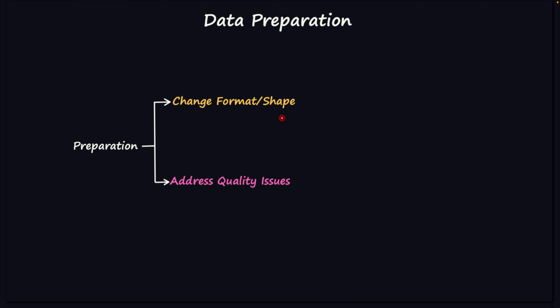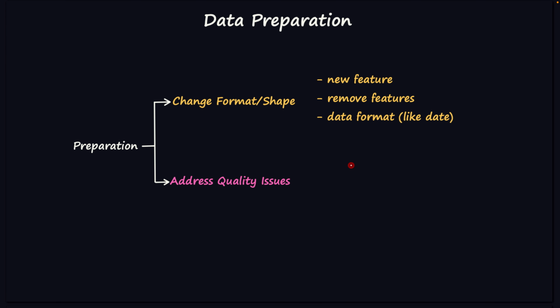So when it comes to changing the format and shape, it includes activities like creating a new feature, removing existing features, and formatting the data to the format that is suitable for the task at hand. For example, the dataset might have inconsistent date formats, and we might think it will be useful to format them into a consistent format. Those kinds of activities will also be considered data preparation activities.